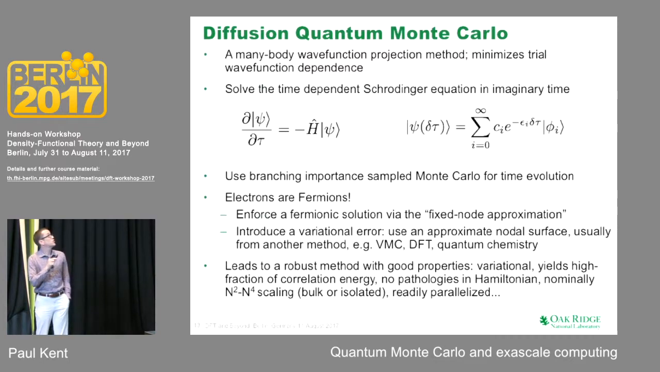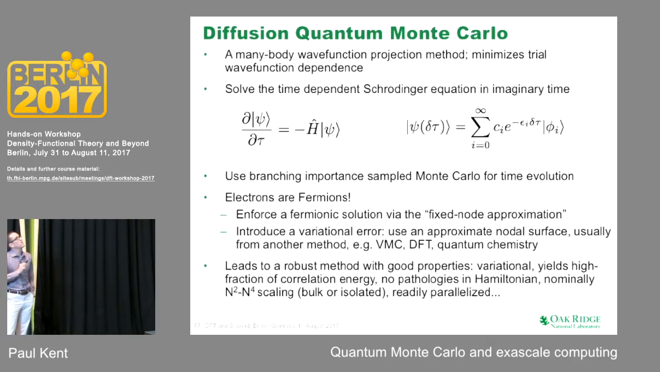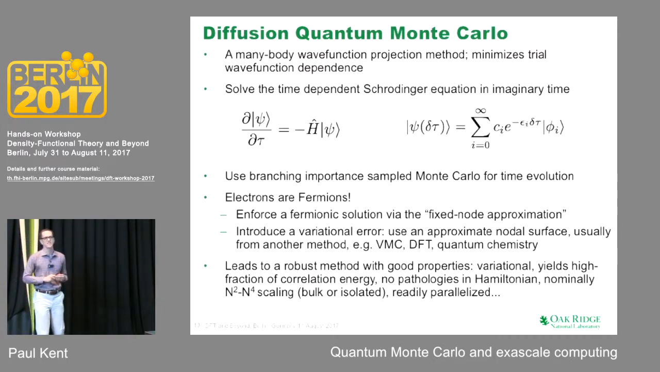And so this is diffusion quantum Monte Carlo, which I think is the most used for real materials problems. And so this is a many-body wave function projection method, and it doesn't have a strong, let's say, dependence on the input trial wave function. And the high-level outline is here, and it's actually very simple.